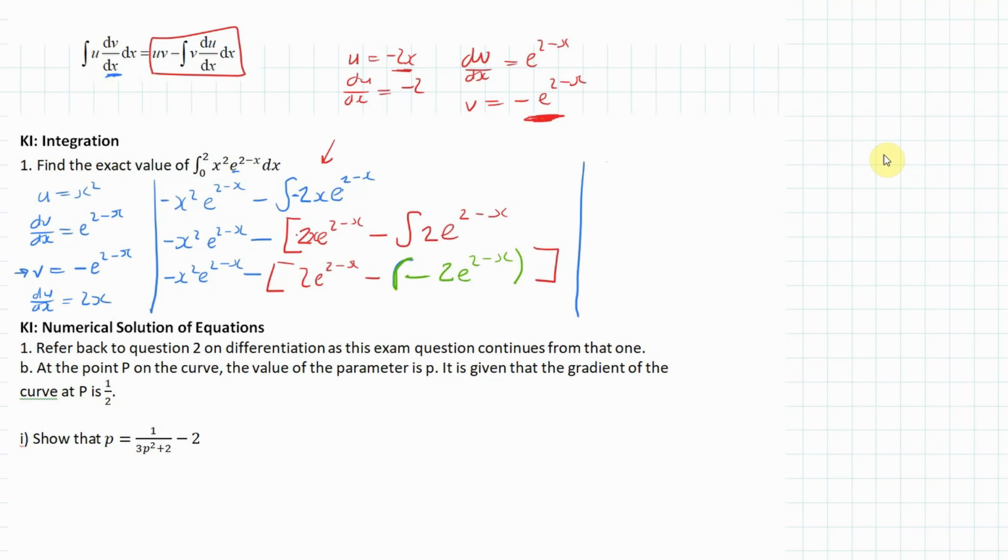So, and I'm going to put square brackets around the whole thing because we're integrating and we've got limits 2 and 0. So we get negative x squared e to the 2 minus x minus 2 e to the 2 minus x. Now, this negative times this negative becomes positive, but then we've got this negative here. So again, it'll be negative 2 e to the 2 minus x. Right, I think we're good there, and we're doing this between limits of 0 and 2.